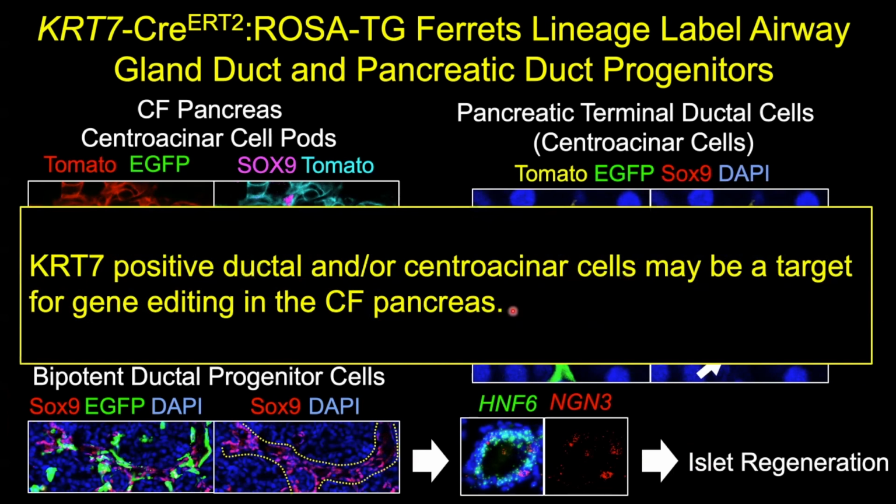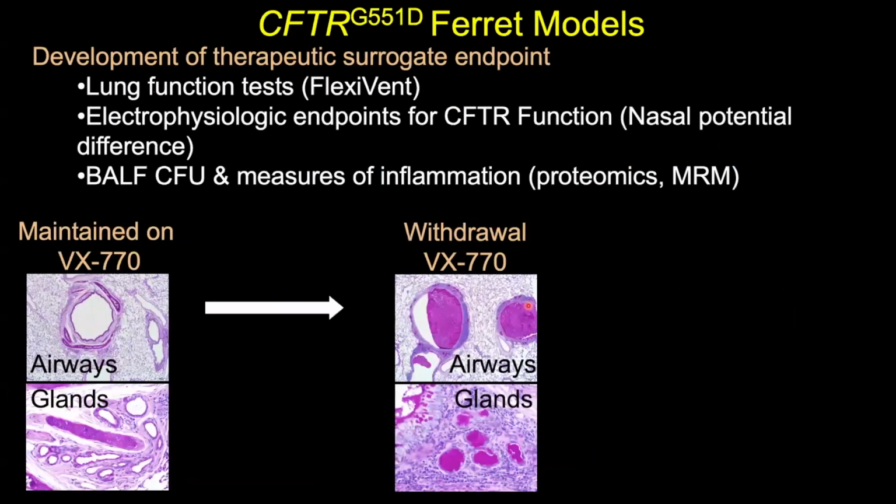So KRT7 positive ductal cells and or centroacinar cells may be viable targets for gene editing of the CF pancreas. And in this case, there would be a selective pressure for survival of cells that were gene edited. We've also developed a G551D ferret model and a number of different surrogate endpoints to evaluate therapies listed here.